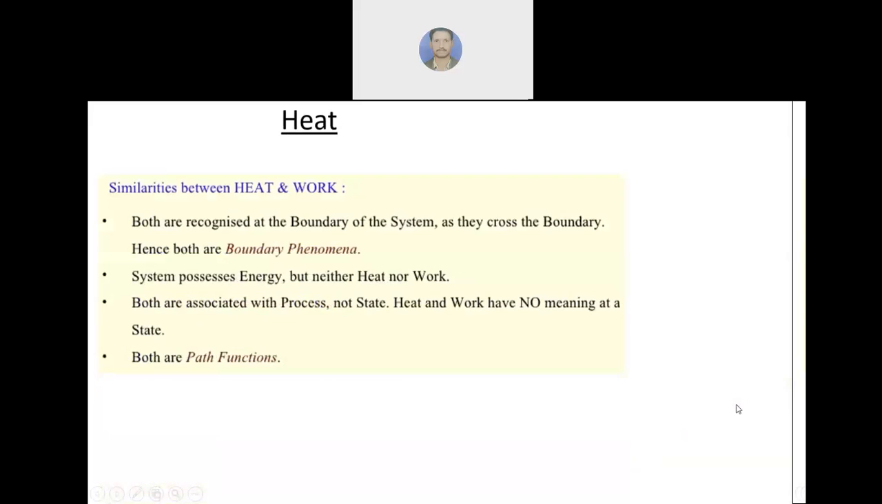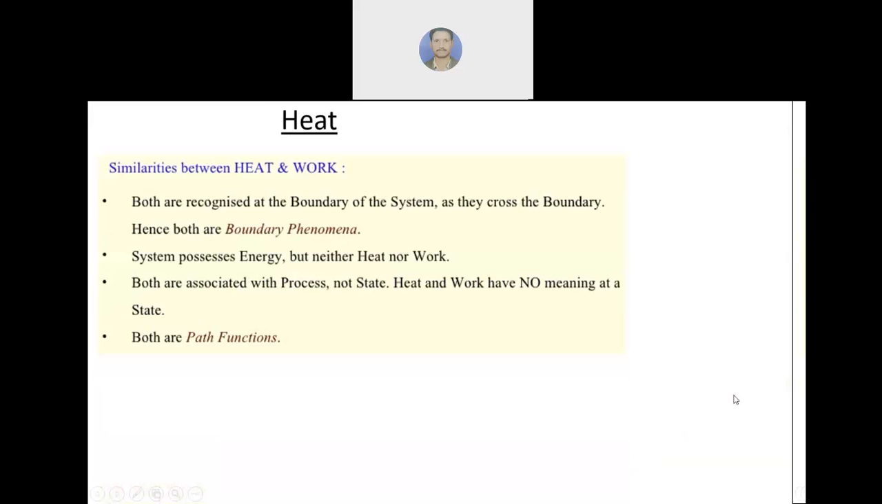Let us see more about heat. Previously, in one of the sessions, I told you about heat and work. Both are forms of energy, and both are path functions. We already discussed that both are path functions, which means they depend on the process or path traveled. They don't depend on the state or property. And both are boundary phenomena. How?